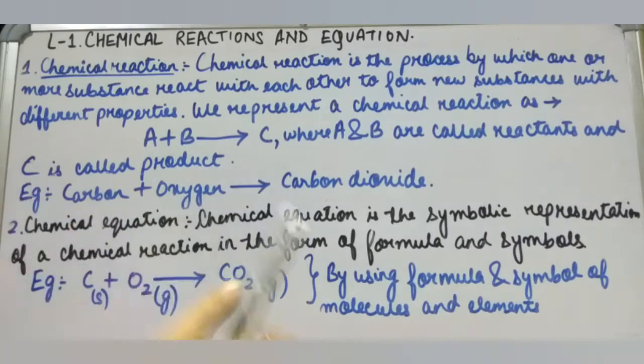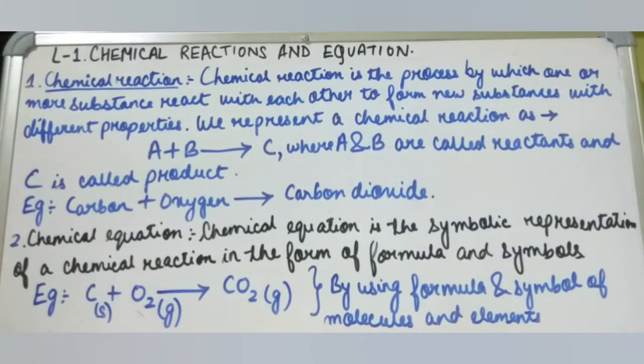So what is chemical equation? Chemical equation is nothing but the chemical reaction that is taking place. The definition is that chemical equation is the symbolic representation of a chemical reaction in the form of formulas and symbols. So in the chemical reaction we use formulas or symbols. Here I am showing an example, that is C plus O2. C is the formula of carbon, O2 is diatomic oxygen and CO2 is carbon dioxide.